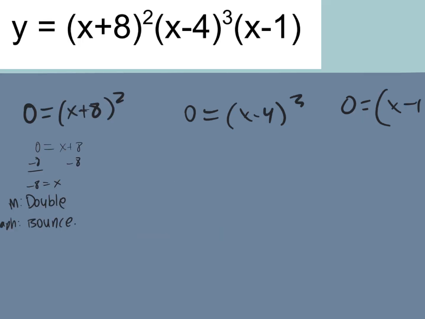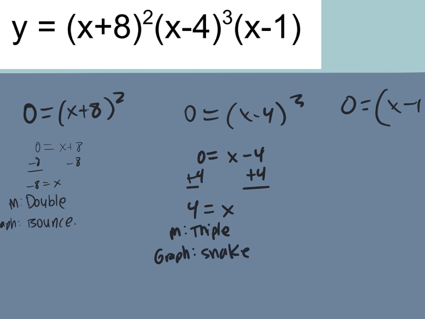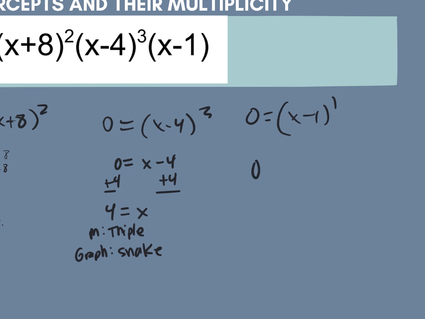With this second factor of x minus 4, if we set 0 equal to x minus 4, once again, we can kind of ignore the exponent. We find that our x-intercept is x is equal to 4. Its multiplicity is a triple, and the graph of which will snake through. We can consider that my x-intercept is going to end up being a positive 1. The multiplicity is a single, and the graph of which will just go straight through, just like a normal line.